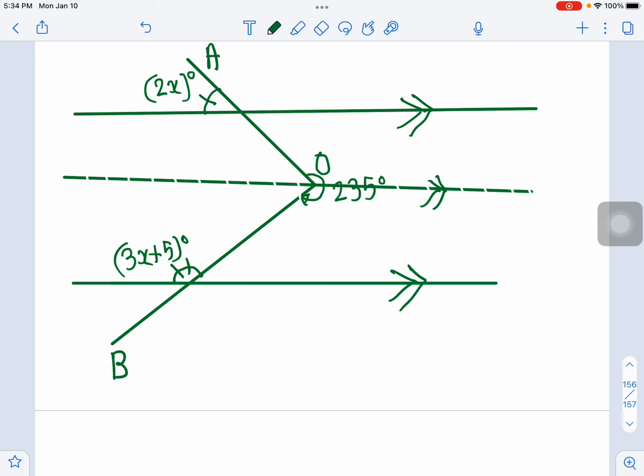Now, first things first, you have this point O above which we've been given one angle as 235 degrees, and therefore the other angle about the point O would become 360 minus 235 degrees, which is 125 degrees. What is the reason for this? Angles about a point add up to 360 degrees, and that is the reason why if one portion is 235, the other portion becomes 125 degrees.